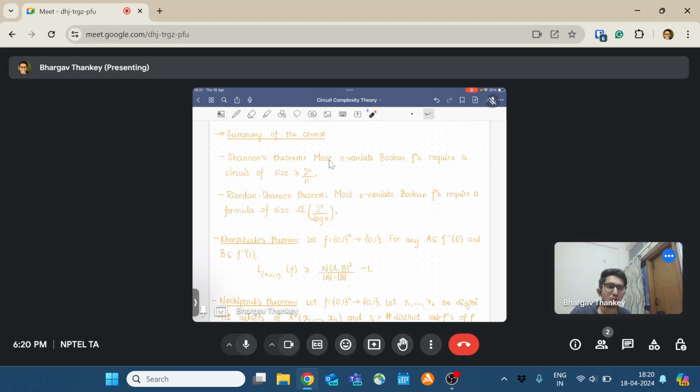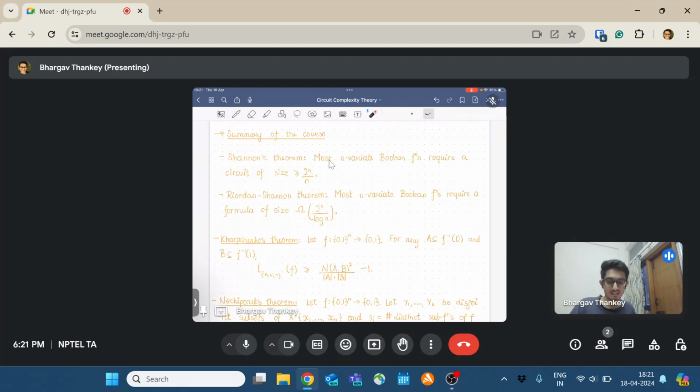However, even before showing lower bounds for explicit functions, we should show that there exist functions which are hard, right? If our goal is to show there are hard functions in NP, we must first show that there exist hard functions, right? And that is exactly what Shannon's theorem and Riordan-Shannon theorem do.